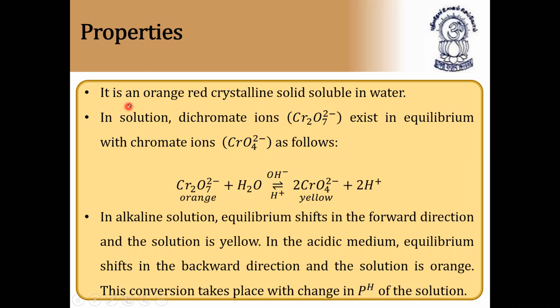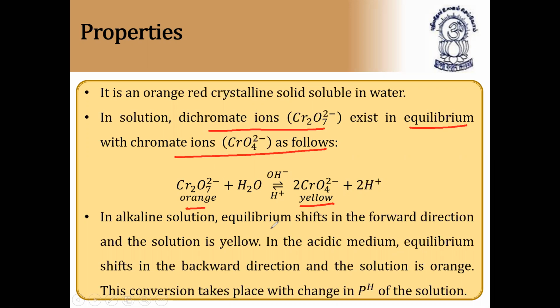Potassium dichromate is an orange red color crystalline solid soluble in water. In solutions, dichromate ions Cr2O7 2 minus exist in equilibrium with chromate ions, that is CrO4 2 minus, as follows. So the orange color of dichromate is in equilibrium with the yellow color of chromate ions.